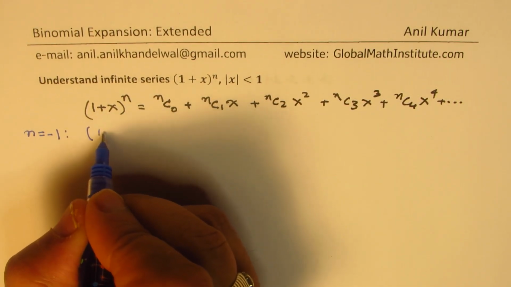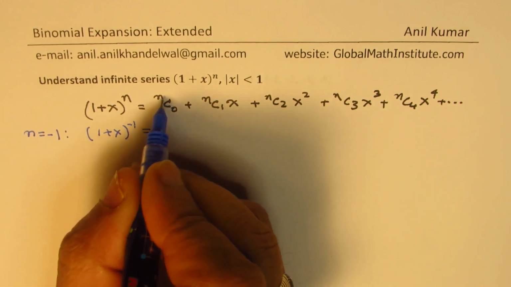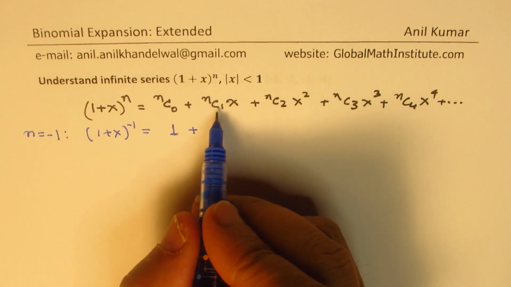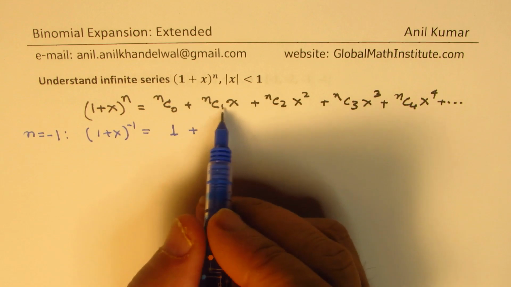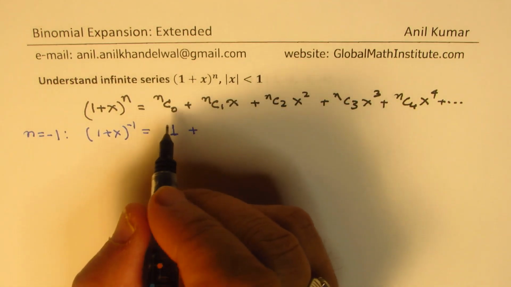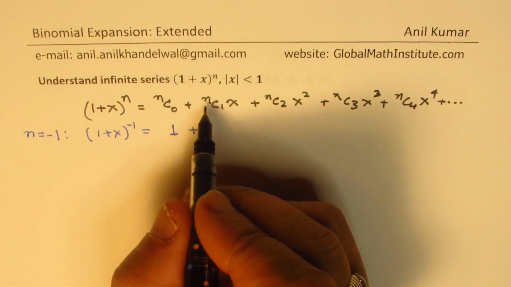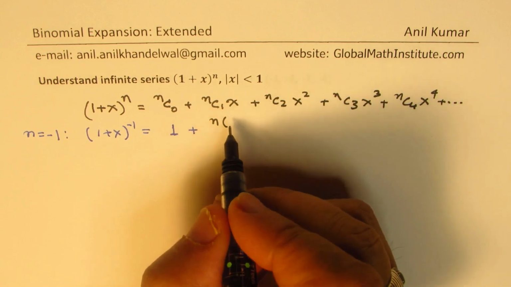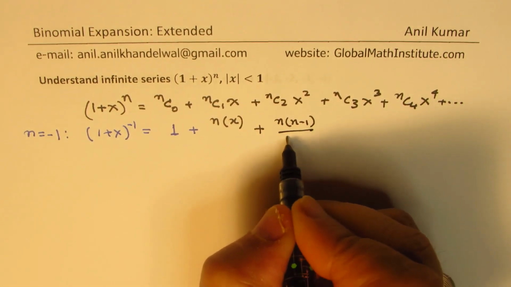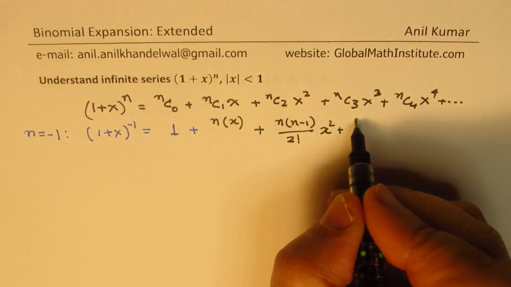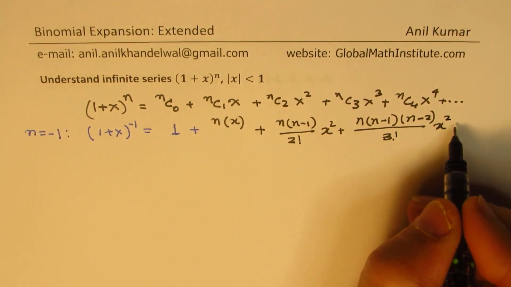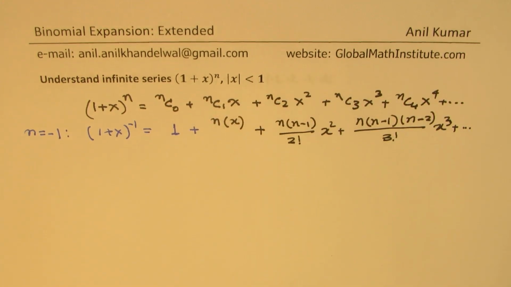So what we get here is (1 plus x) to the power of minus 1. So n is minus 1. When you expand this, this is 1 for you, correct? 1 plus. Now here, n is minus 1 for you. Let me write this in the other form first, that'll be easier to get to this concept. So it is n times x plus n times (n minus 1) over 2 factorial times x squared plus n times (n minus 1) times (n minus 2) over 3 factorial x cubed. Is that clear to you? Plus so on, correct?